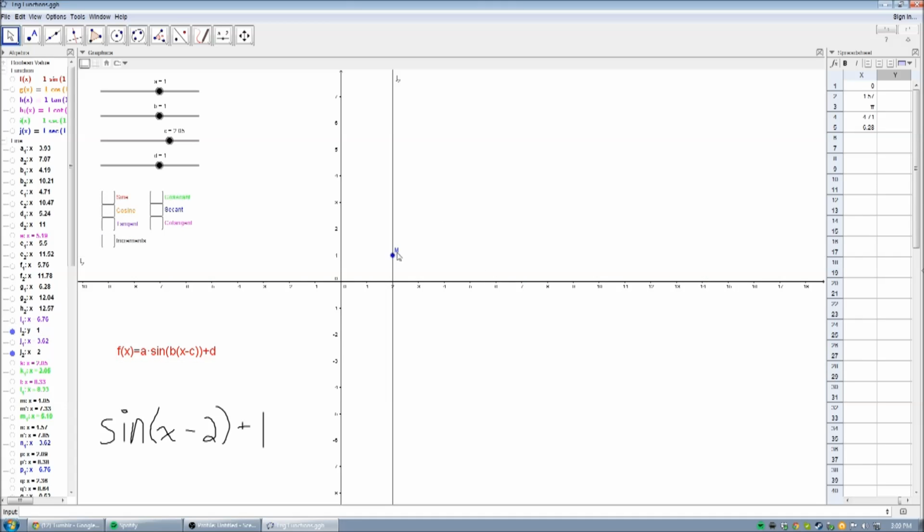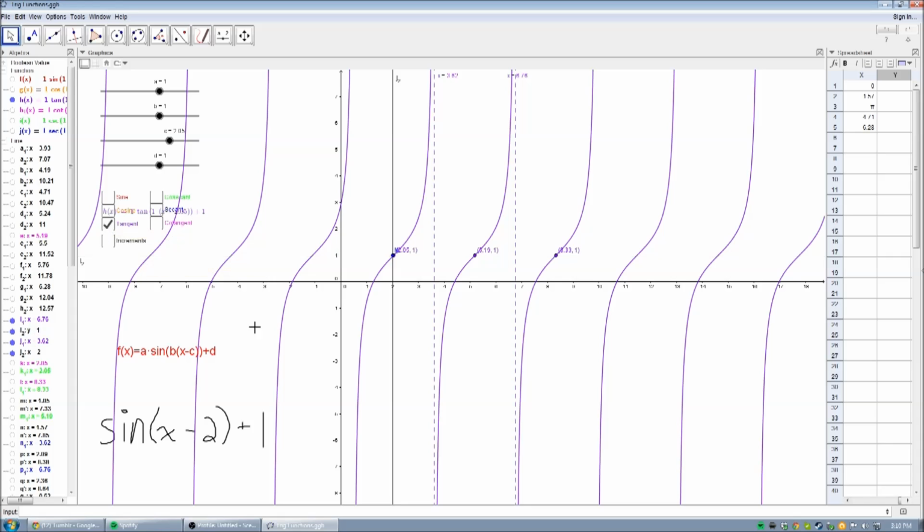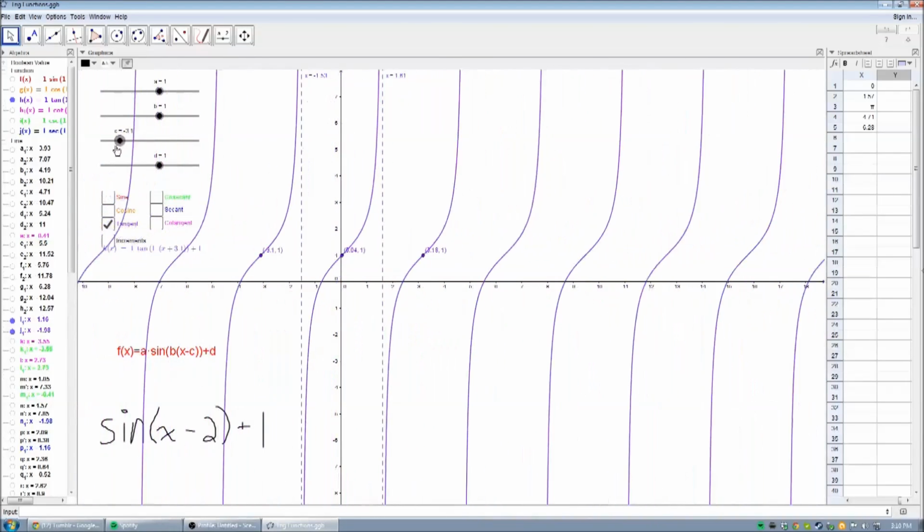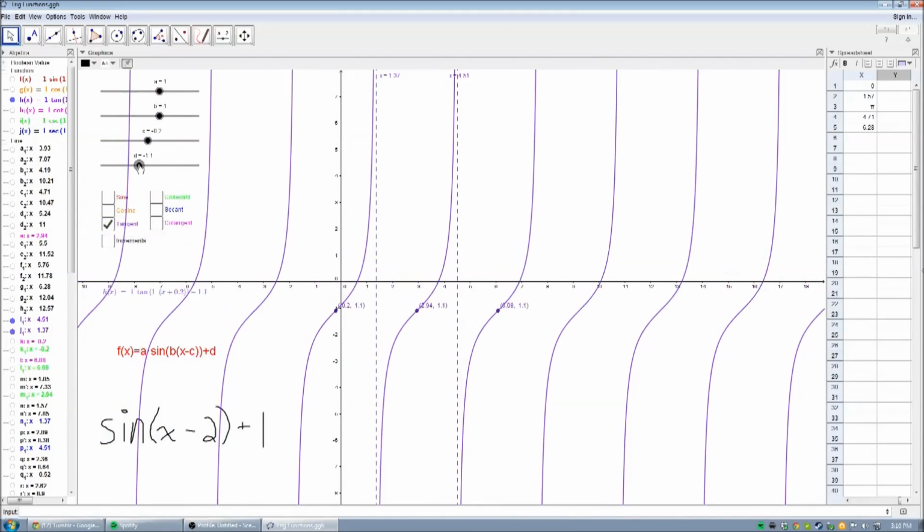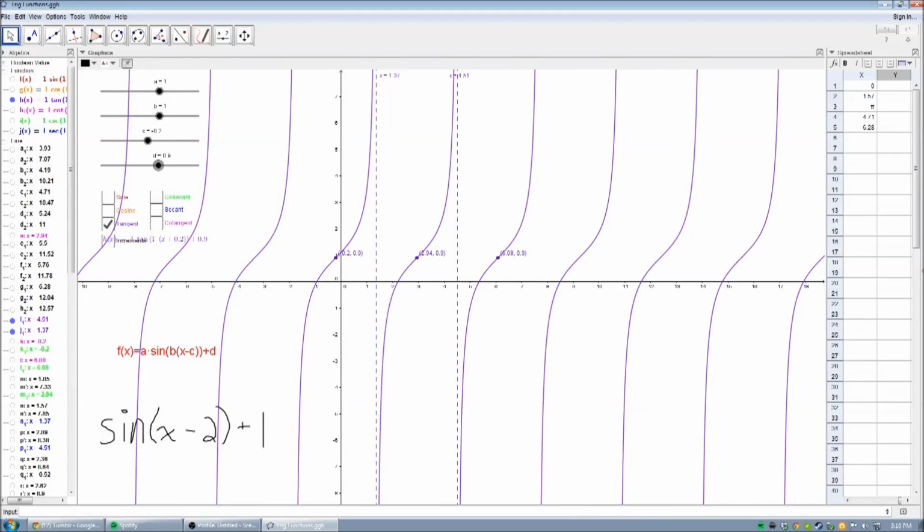Same works with cosine. Since I'm starting here, the first point on cosine is positive 1, then 0, then negative 1, then 0, then positive 1. So when I turn on cosine, there's the graph that I have. Now it is off a little bit because the computer's doing rounding as we're graphing, and that will cause a little bit of variance, but you get the idea. Same thing works with tangent. Our C variable will adjust the horizontal shift, and our D variable will adjust the vertical shift. All right.